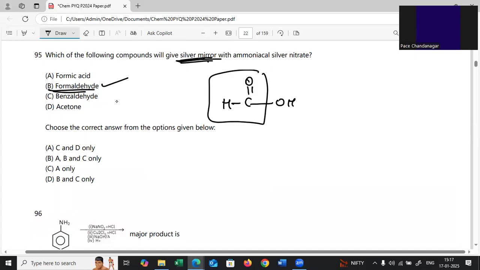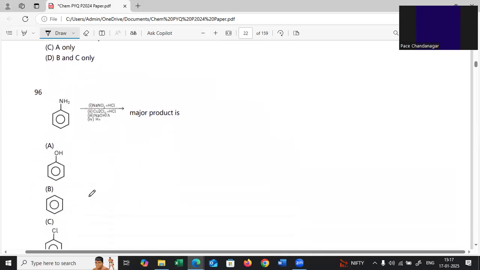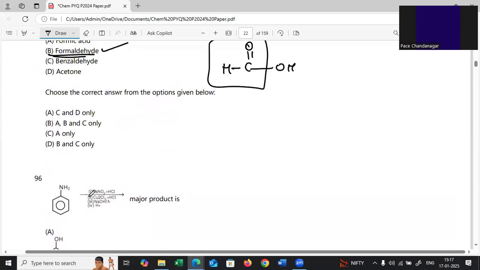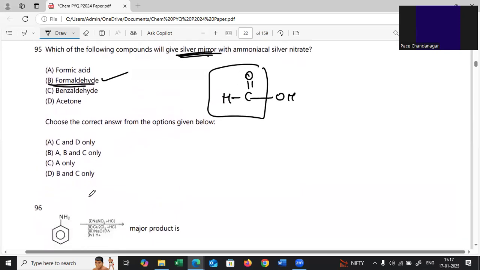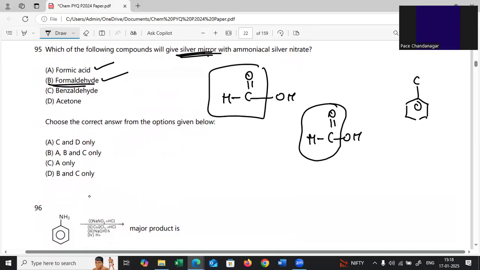96. Oh, one second. Formaldehyde will definitely show it. Formic acid will also show it. What is formic acid? So H, C double bond O, OH. This is formic acid. You can see this. Then benzaldehyde. Benzaldehyde is benzene with a CHO group. You can see this.